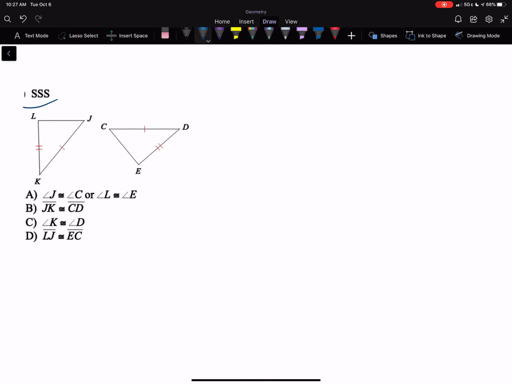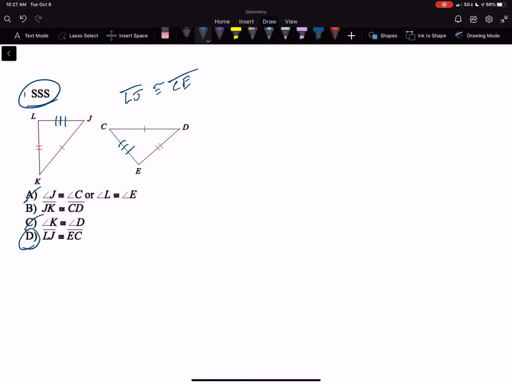Now for side, side, side, well, we need sides, right? So we need this side here and this side here. That's the third side that we're missing. So that's side LJ, and it's congruent to side CE. Okay, now this is angles and that one's angles. So it's either B or D, and D is the one that has the right answer, or the right letters, right? LJ and EC, CE, whatever, those are the same. All right, so this one is D.